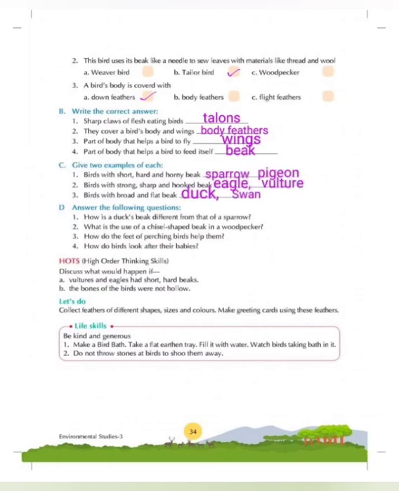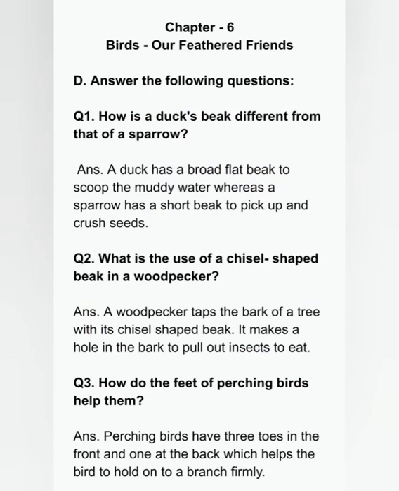Question number D. Answer the following questions. Question number 1. How is a duck's beak different from that of a sparrow? Answer. A duck has a broad flat beak to scoop the muddy water, whereas a sparrow has a short beak to pick up and crush seeds. Question number 2. What is the use of a chisel-shaped beak in a woodpecker? Answer. A woodpecker taps the bark of a tree with its chisel-shaped beak. It makes a hole in the bark to pull out insects to eat.